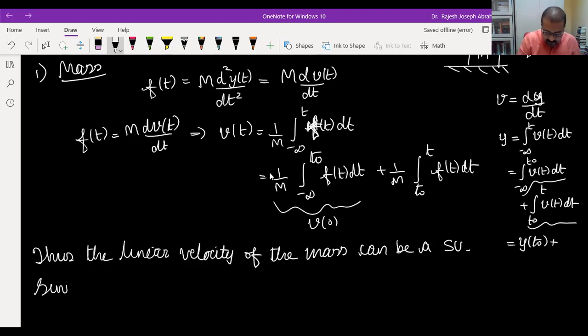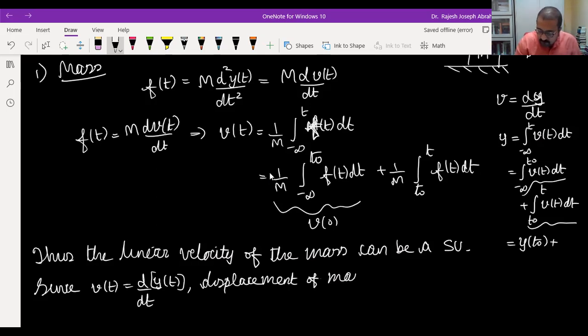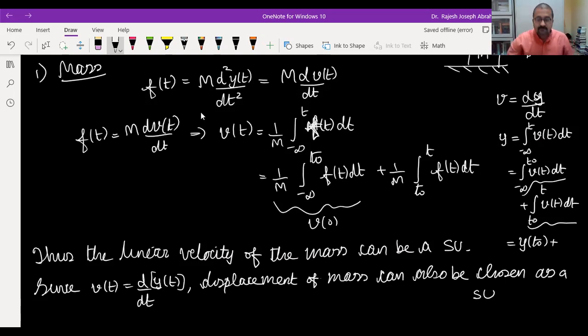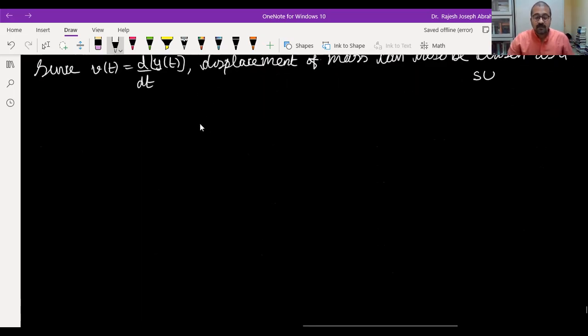Since linear velocity is the time rate of change of linear displacement y of t, the displacement of the mass can also be chosen as a state variable. Okay, that's about mass.